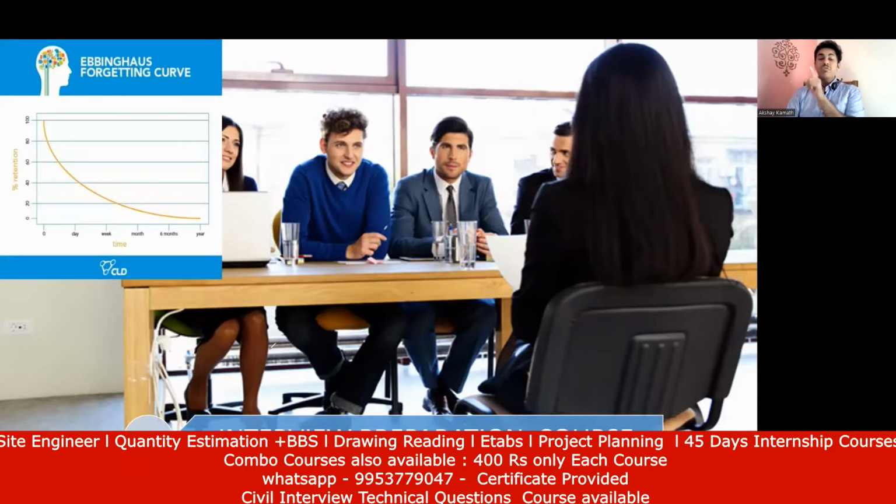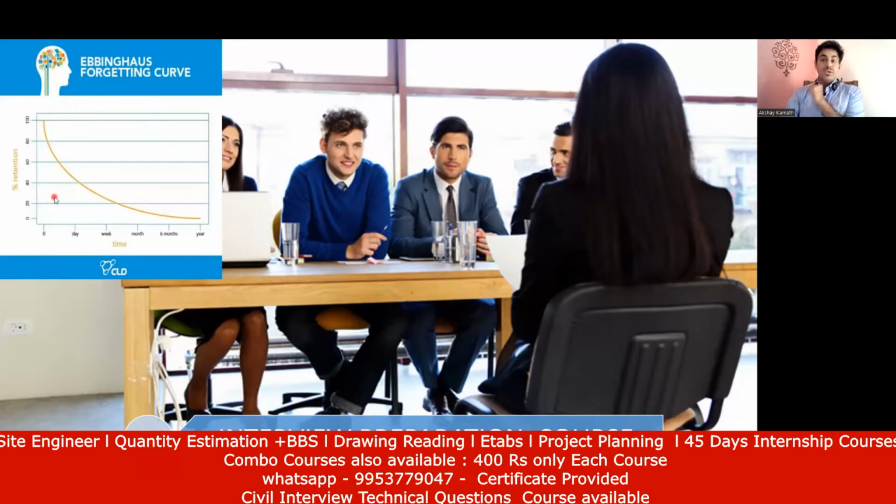If you remember, in one of my lectures I told you that it's a human tendency to forget a lot of things, right? And I mentioned one graph. You can see this graph, right? It is called the Ebbinghaus forgetting curve. On the x-axis it is time, and on the y-axis we have percentage retention.